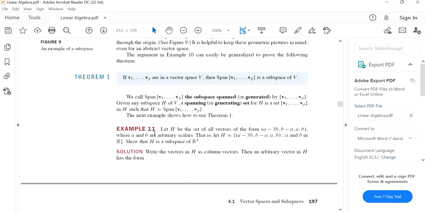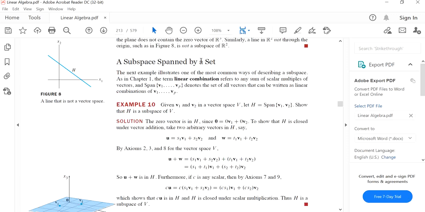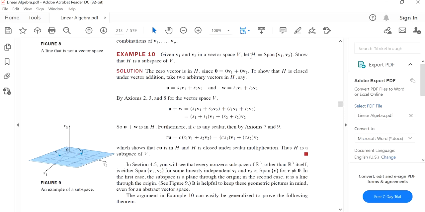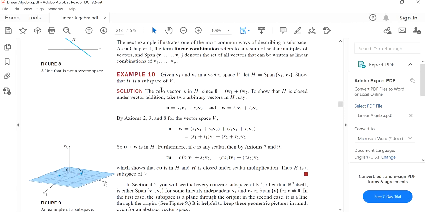And I guess this is the last topic in this section, a subspace spanned by a set. The term linear combination, we know this, refers to a sum of scalar multiples of vectors, and the span of p vectors denotes the set of all vectors that can be written as a linear combination of v1 to vp. So with some weights multiplied, you can have a set of all vectors generated from these p vectors. So let's say you have v1 and v2 in a vector space V, and let H denote the span of v1 and v2. Then we need to show that H is a subspace of V.